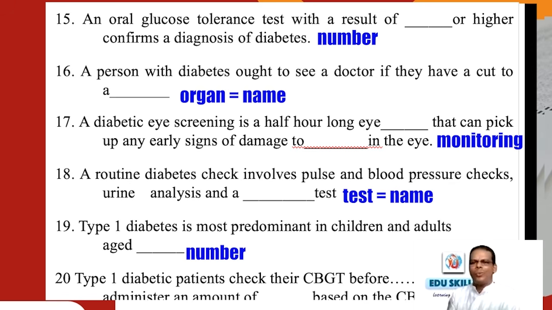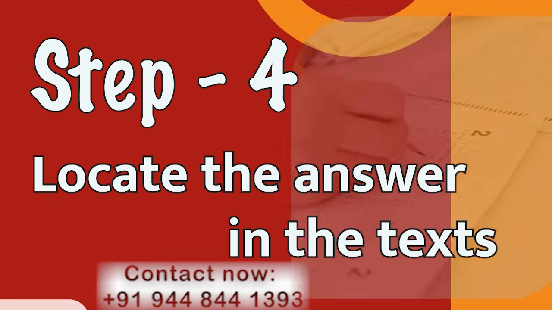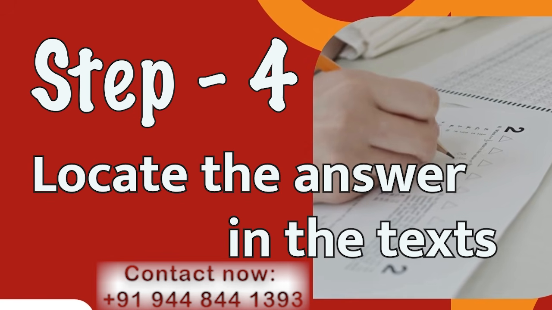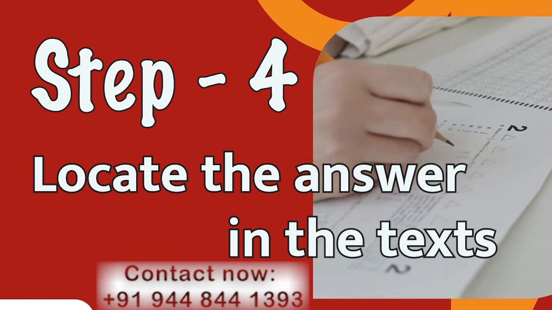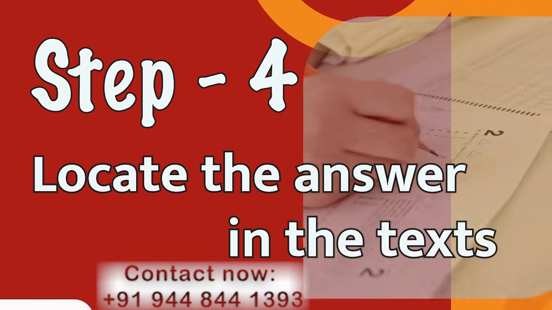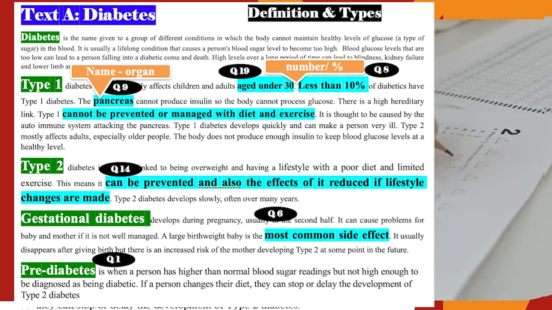So we are just going into the text, the highlighted text. As you go through, type 1 is the indicator for all so many answers, right? Yes, sir.